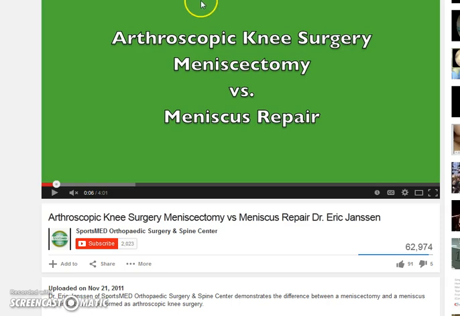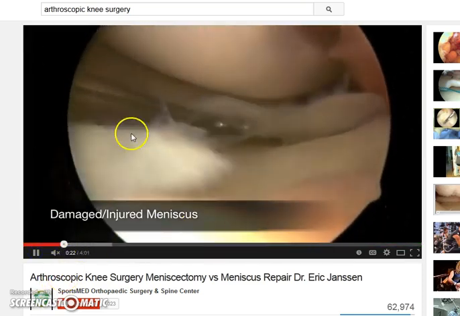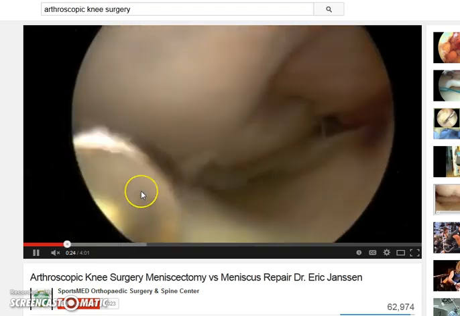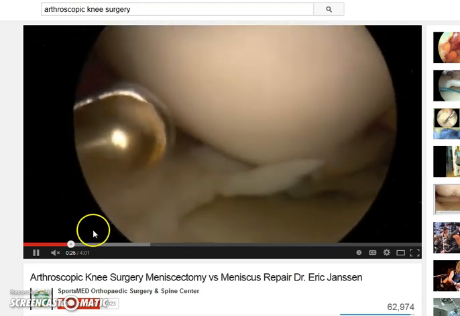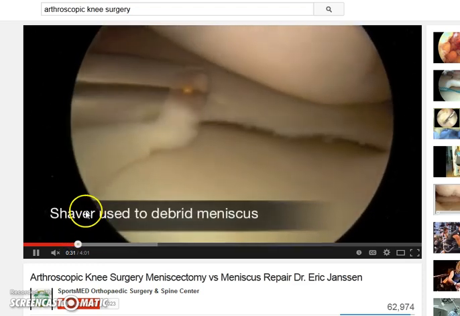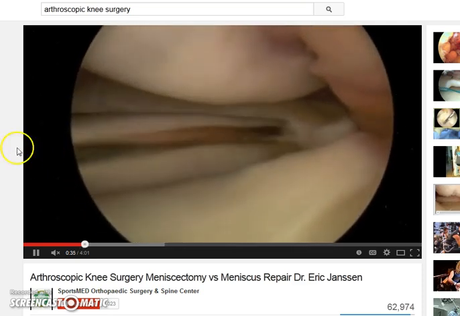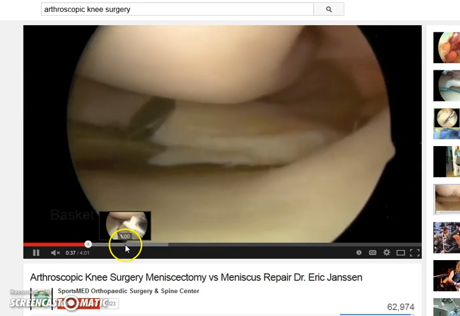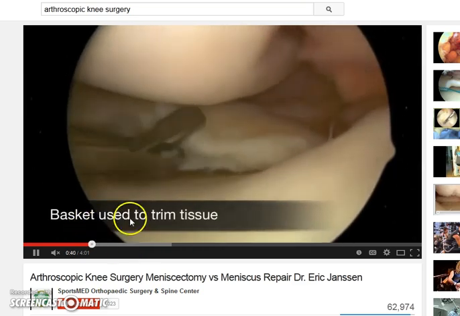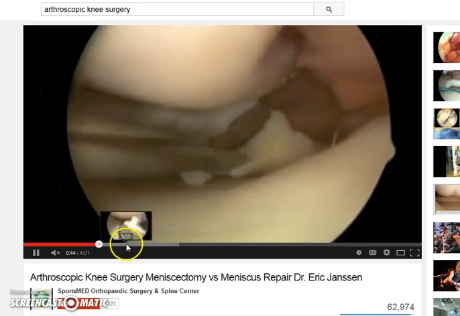So here's a video on YouTube of an arthroscopic surgery. I don't know how visible this is going to be. This is what the doctor sees. See how it looks all hairy in there? That's bad. Stuff on the inside of a joint should be nice and smooth. And there's the tool, you can see it spinning. That's some type of shaver. So he's got a torn meniscus, and he's debriding it, taking off the loose chunks. A basket is used to trim tissue. He's just taking off loose chunks. So he's got a meniscus tear.